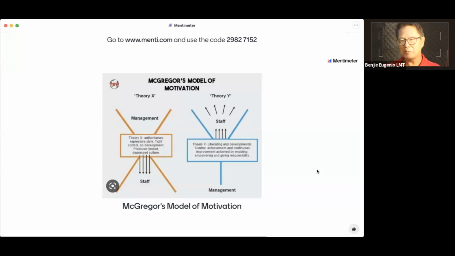Okay. So this is the challenge now of the manager. The manager who subscribes to this theory, they give their employees more autonomy and encourage them to take the initiative and even be creative. So personally, if I were the employee and I had this kind of supervisor, I think I would like this very much.